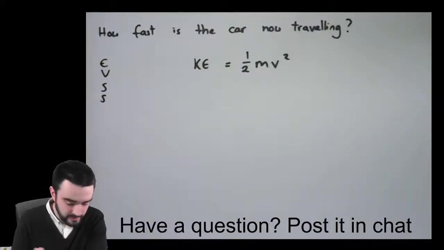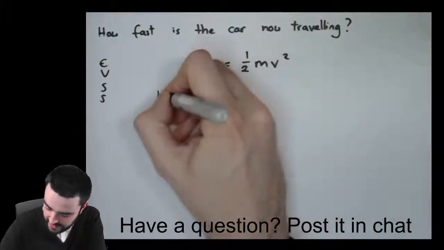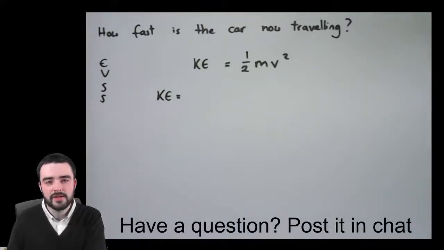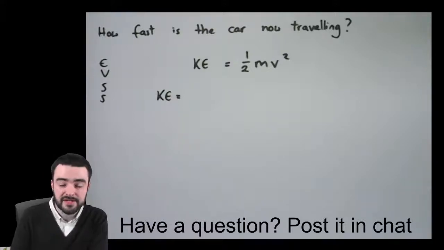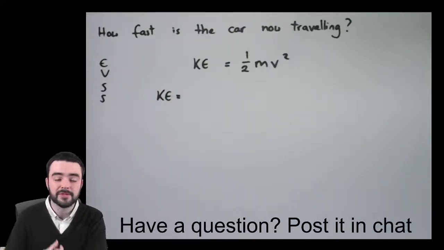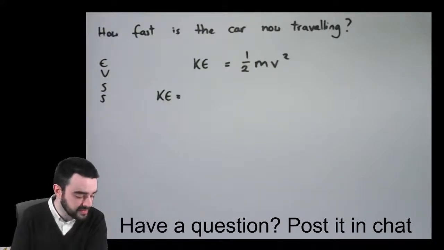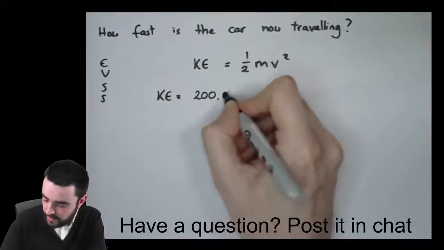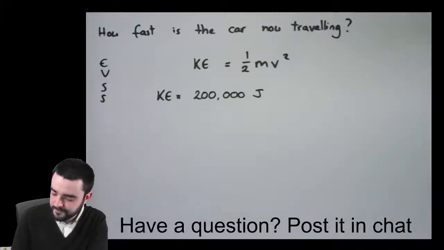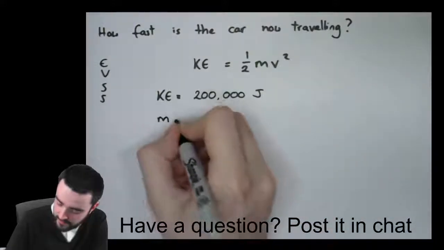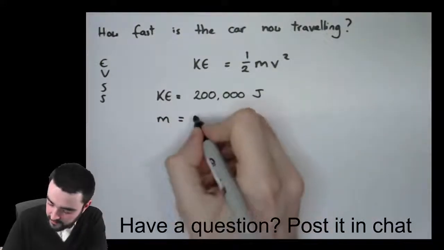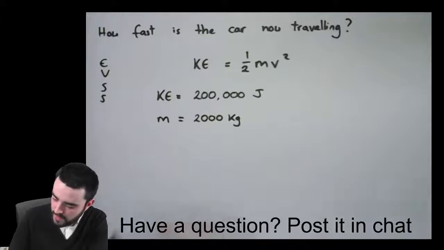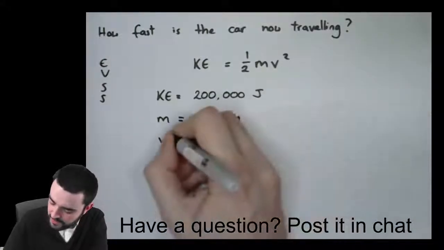Right, where are we going to get this from? So now we go through variables. KE, the kinetic energy, is going to be equal to the energy that's been lost from the gravitational potential energy. That's where the energy is coming from. It's being transferred from one store to the other store. So we can take our value from the previous question, which is 200,000 joules. A half is a half. The mass, again, we can take from the previous question. It's equal to 2,000 kilograms. And the velocity, I'm just going to call it the velocity squared now.